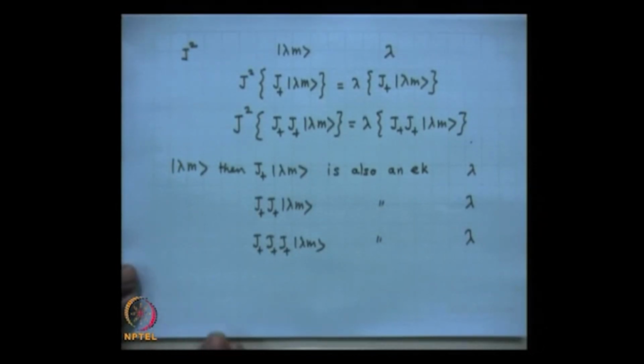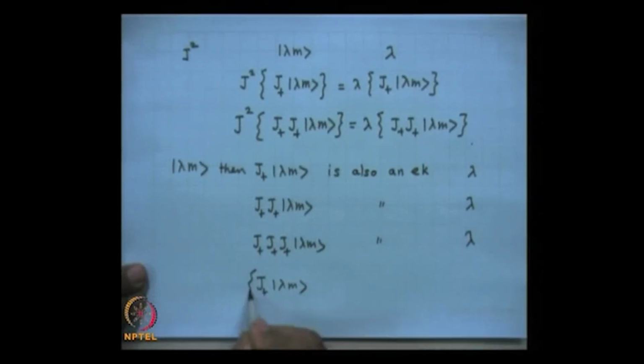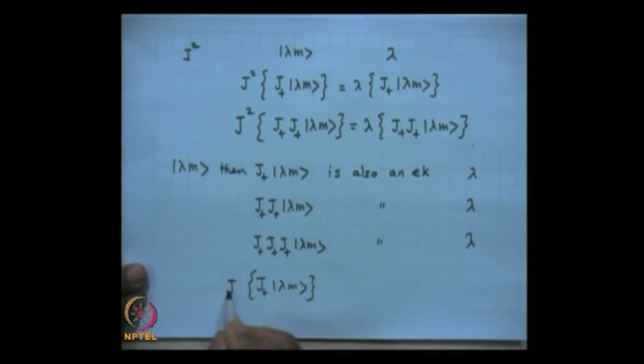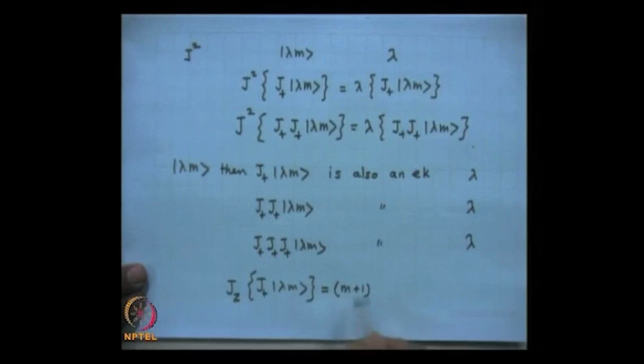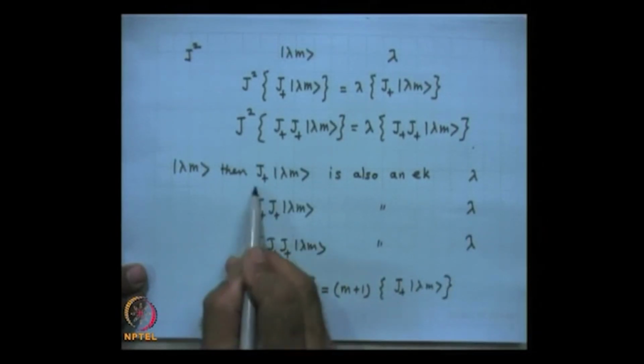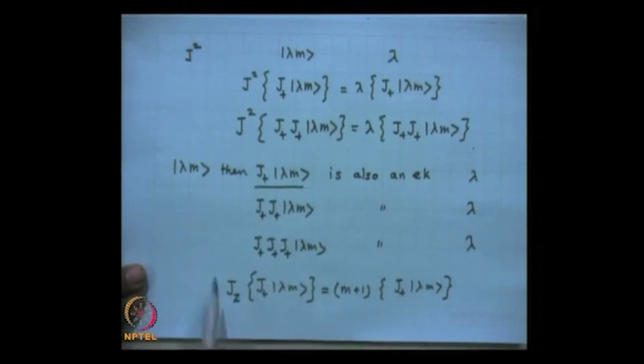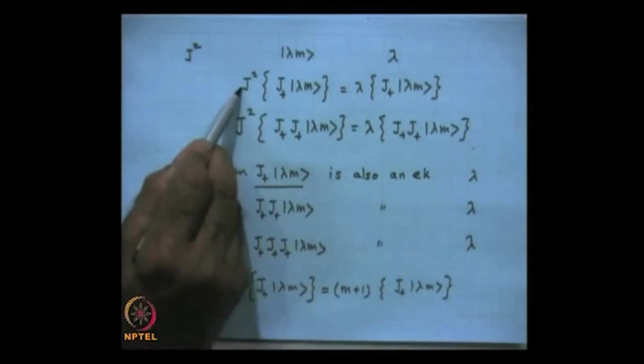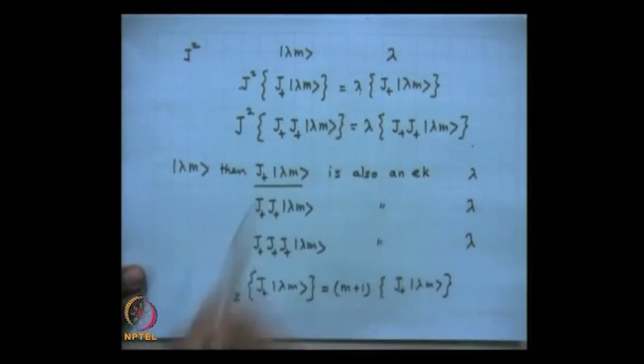In the next lecture, we will show that j plus ket lambda m is also an eigenket of the operator j z, but now belonging to the eigenvalue m plus 1. So, we will show that j plus ket lambda m is a simultaneous eigenket of the operators j square and j z. For j square, it belongs to the same eigenvalue lambda, but for j z, it belongs to the eigenvalue m plus 1.